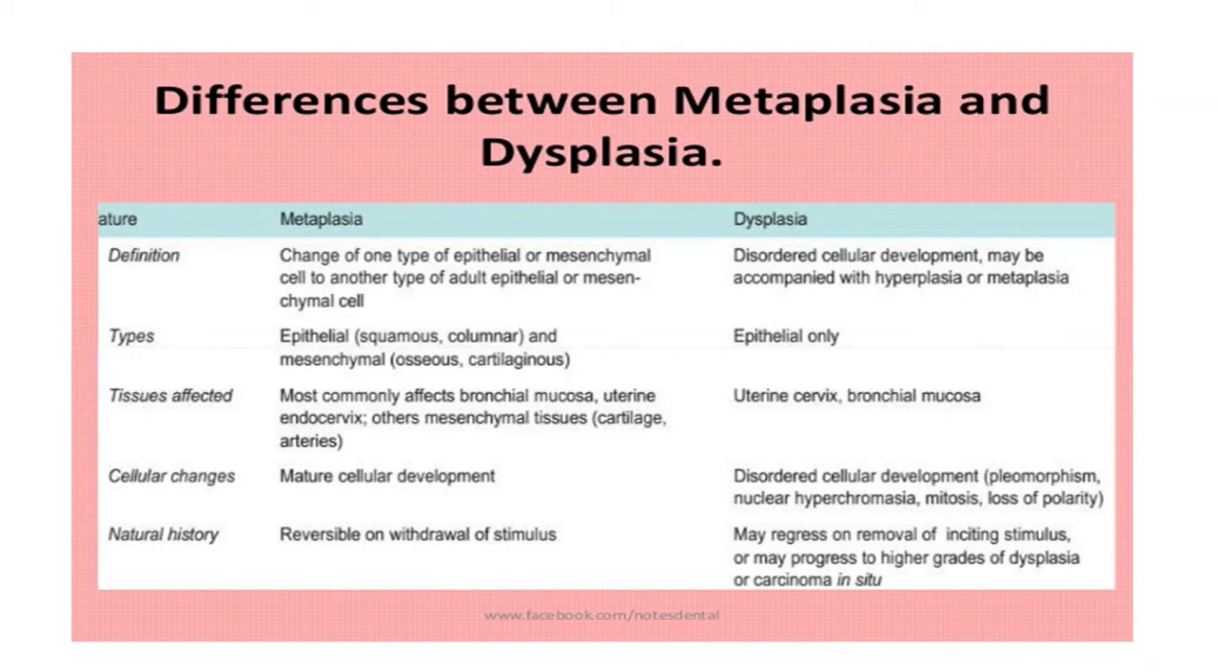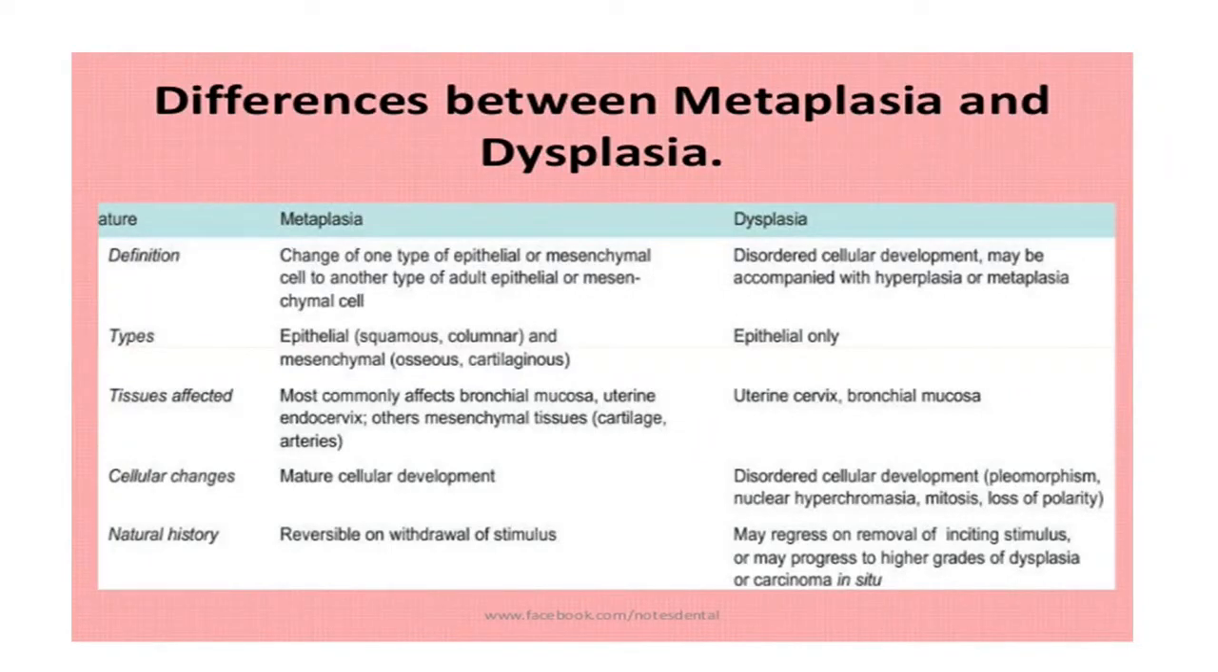So the difference between dysplasia and metaplasia: nature. With definition, you see, the cellular development may be accompanied with hyperplasia and metaplasia. The change of one type of epithelial or mesenchymal cell to another type, that is what we term as metaplasia. Okay, so it is a full or total change outright. Types: there's epithelial, which is squamous and columnar in metaplasia, and mesenchymal, which is osseous and cartilaginous. But when we come to dysplasia, only epithelial. Nothing happens to it. There is no change.